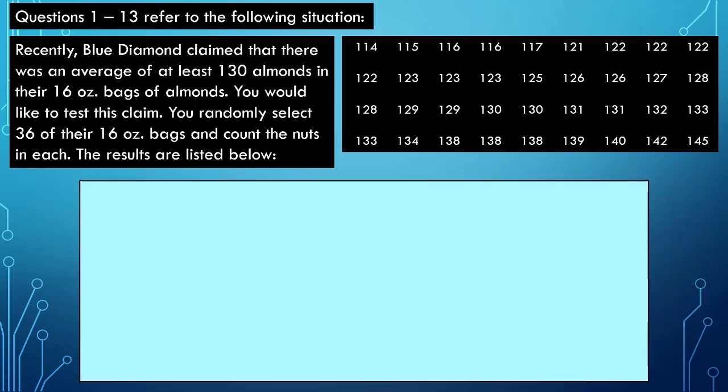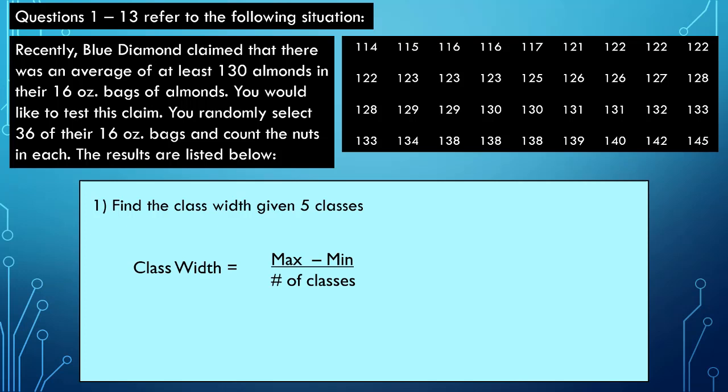But we're going to go through all the different things that we've done with a data set to get there. So question 1. Find the class width given 5 classes. So we have a formula for class width. That formula is that we do the max minus the min divided by the number of classes. Hopefully you remember that when we do the class width, whenever you get an answer, you always round up to the next highest whole number. Even if it comes out as a whole number, you go to the next highest whole number. So the maximum value here is 145, the minimum is 114, and the number of classes is 5.